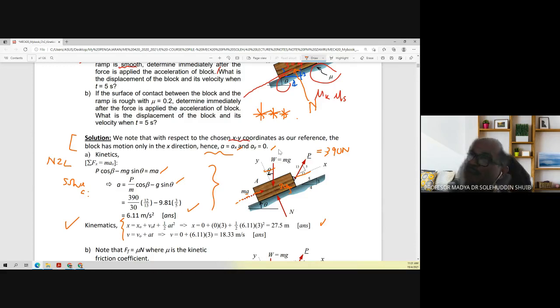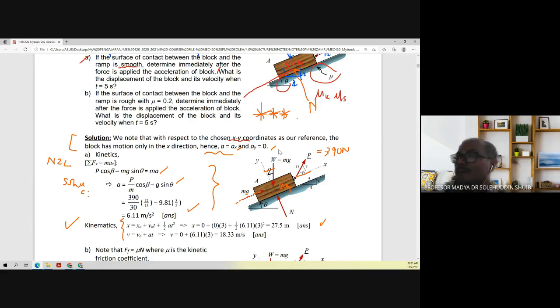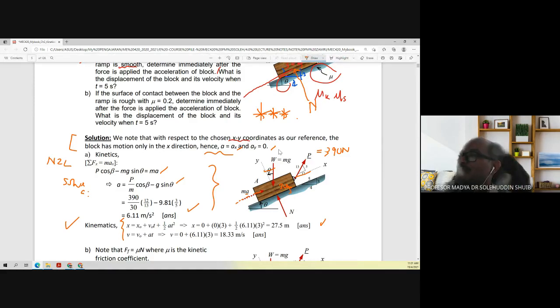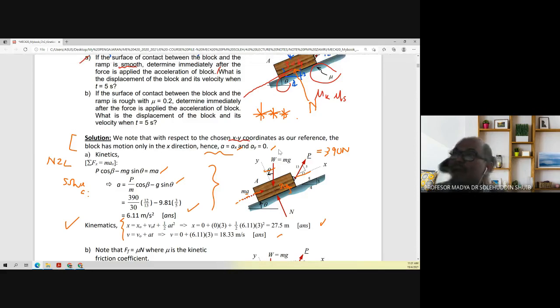How far will it go? 27.5 meters. And then the velocity, we substitute the values here: v0 plus acceleration times time, so 18.3. So that is the first part, no friction.